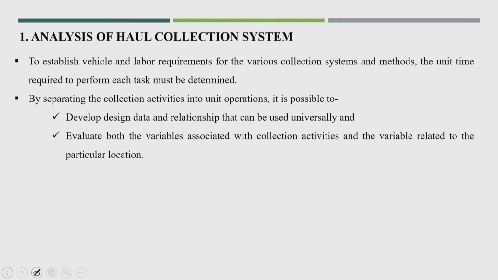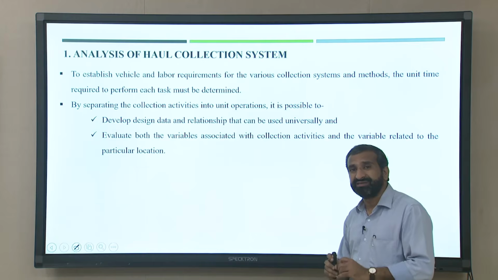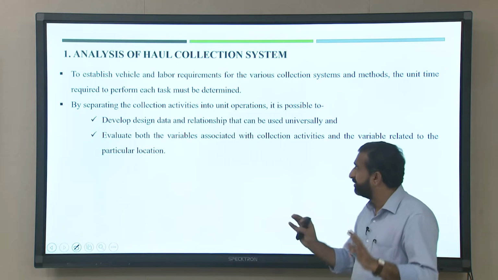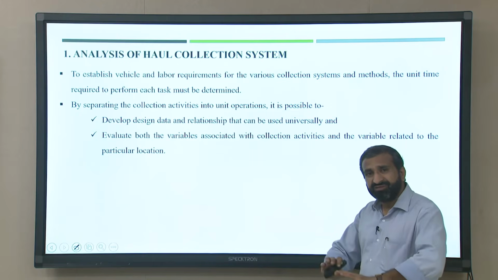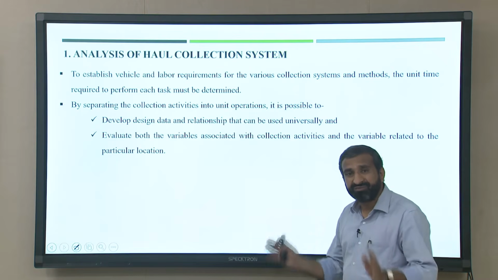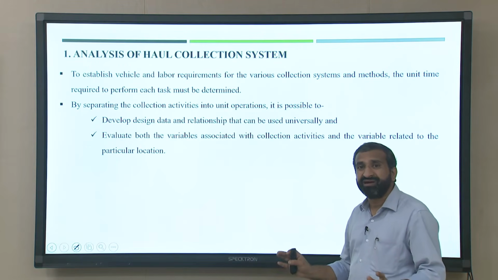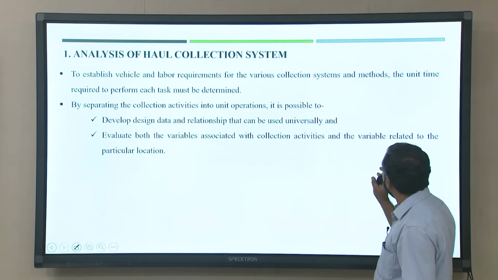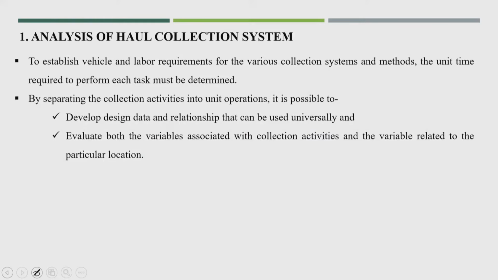Now, to establish vehicle and labor requirements for the various collection systems and methods, the unit time required to perform each task must be determined. This is one of the very important parameters while designing or establishing the number of vehicles, labor and manpower required. We especially require the unit time to perform each task, and there are different tasks under the collection which we will see in further slides.